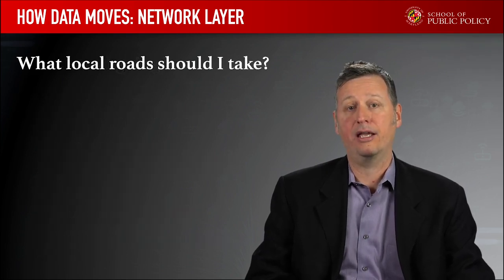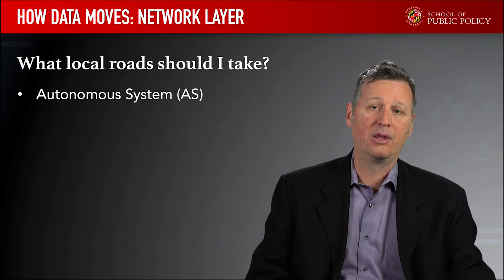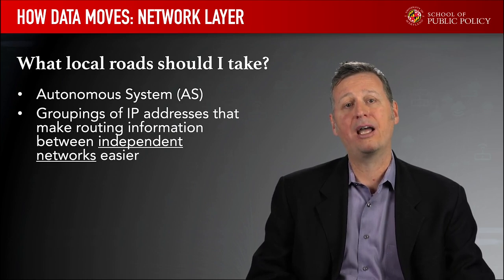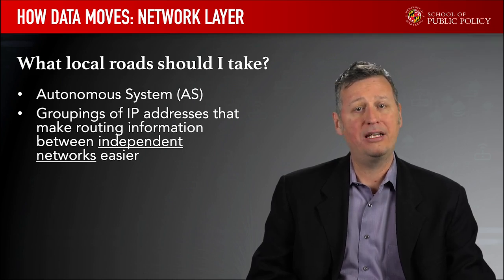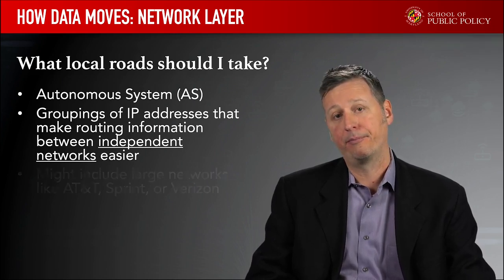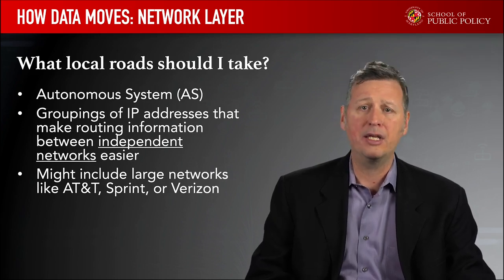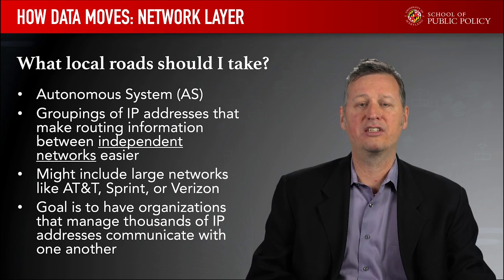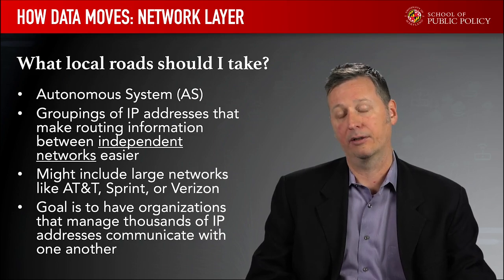So what road should I take? We want to talk about something called an autonomous system. An autonomous system is basically a group of IP addresses that are managed by an organization, and it makes routing information between these independent networks easier. It might include large networks like AT&T, Sprint, or Verizon. It could also include other large organizations like IBM. The goal is to have these independent organizations that manage thousands of Internet Protocol addresses communicate with one another.